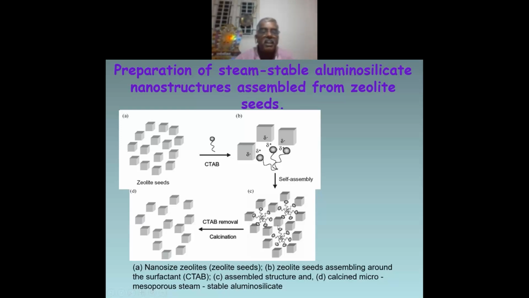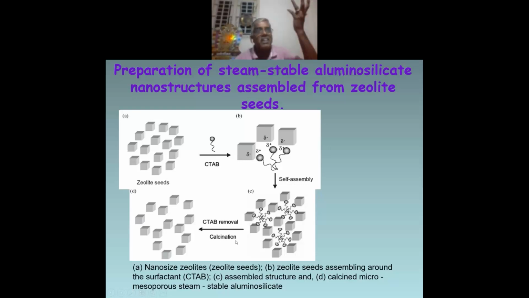Using the CTAP, they are arranging it, because an unordered structure becomes an ordered structure. For that, CTAP is very useful. So once it's arranged, after that you can do the calcination.